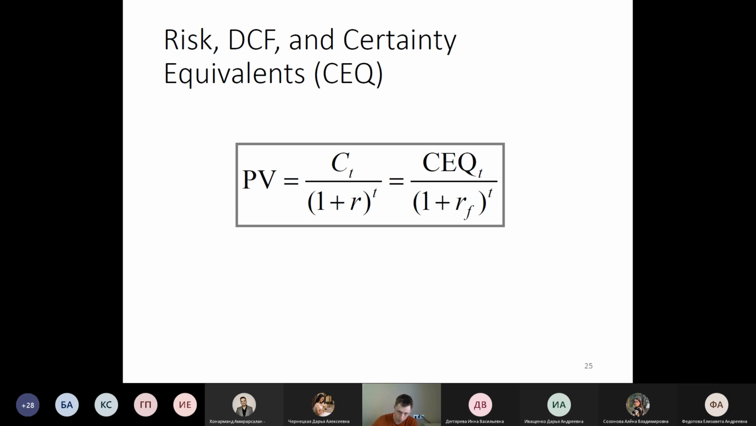Also, in this topic, we discussed the certainty equivalent. Certainty equivalent is a synthetic tool to estimate the risk. Certainty equivalent is a cash flow that after discounting at the risk-free rate would give us the same present value as we have in our estimation.